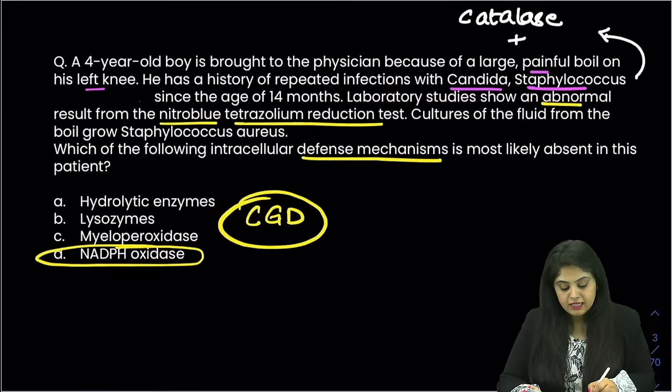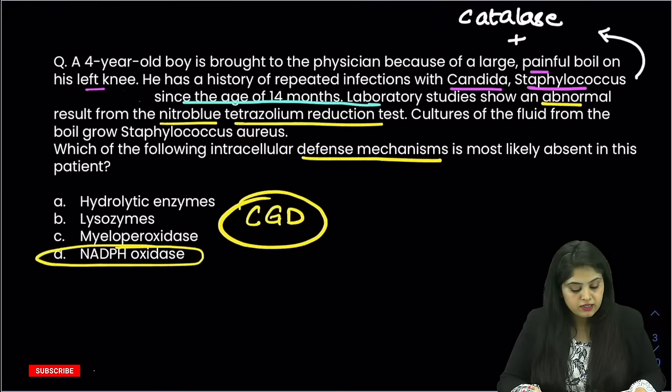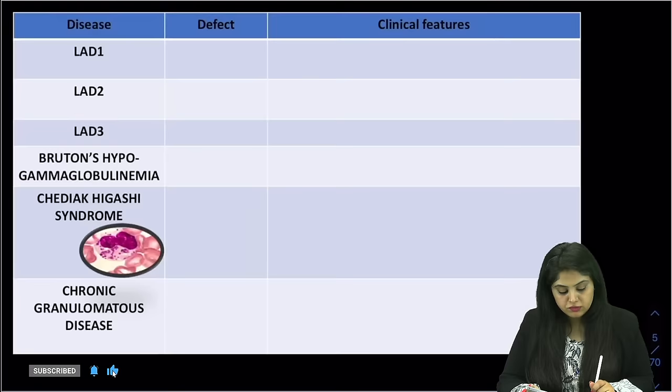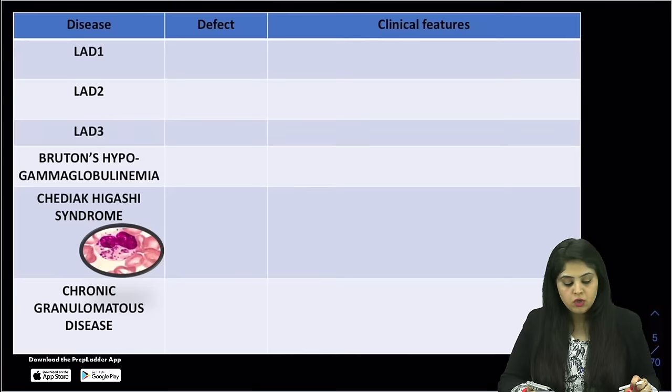There was one more hint over here, that is nitroblue tetrazolium. So what are we going to do? Now we are going to sit and make a table of all the inflammatory disorders in 5 minutes, a very rapid review of all the LAD and related disorders. Everyone up for it? Let's first talk about all the defects, okay?